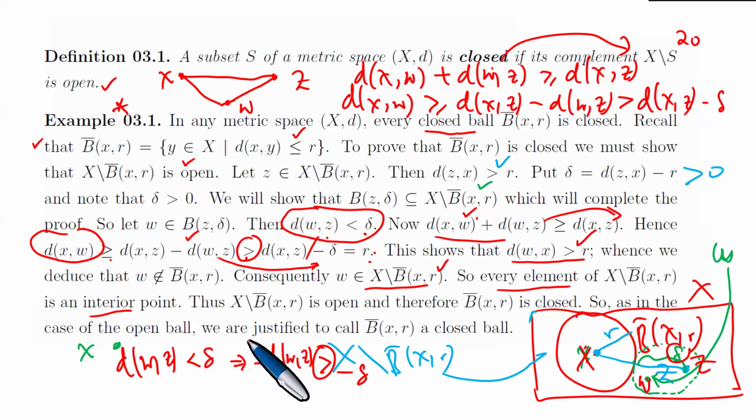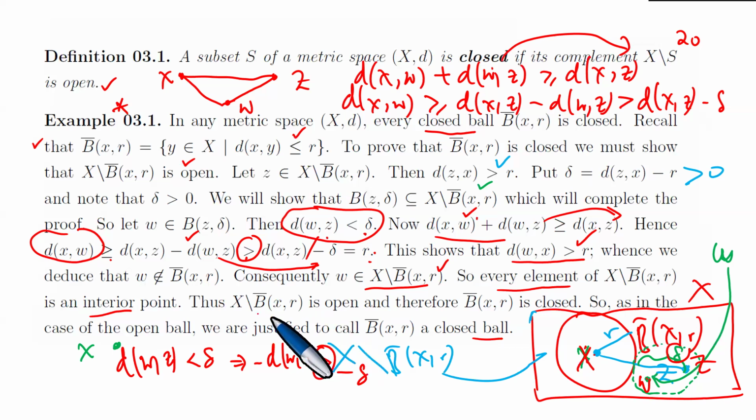Thus, X minus B(x, r) is open, and therefore B bar(x, r) is closed. So, as in the case of the open ball, we are justified to call this one a closed ball. Why is it a closed ball? It is certainly a closed ball because we have seen that it is a closed set. B bar(x, r) is closed. Why is it closed? It is closed because its complement is open.